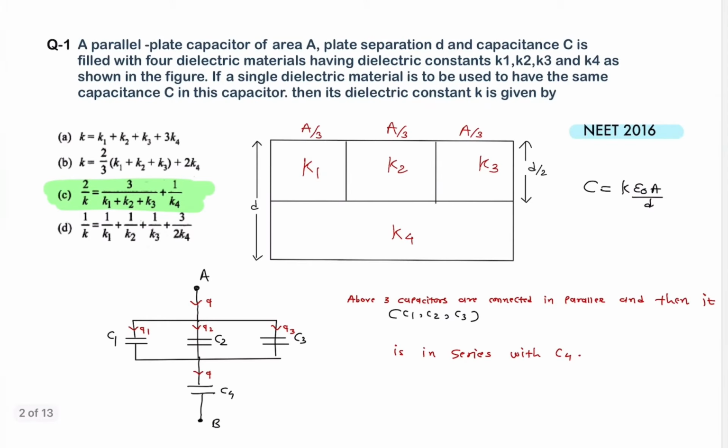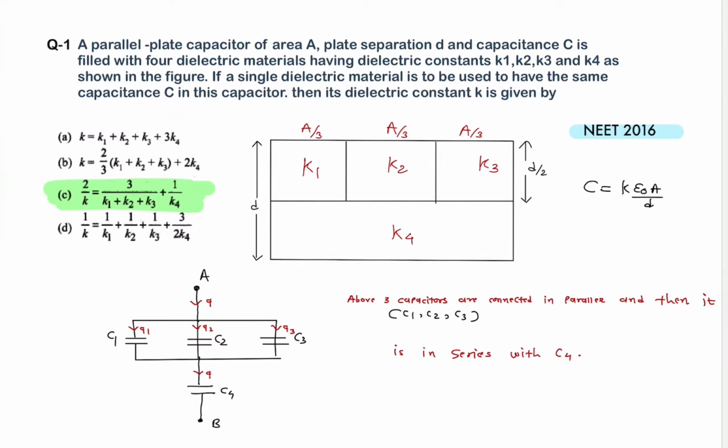First question that was asked in NEET 2016: a parallel plate capacitor of area A and plate separation D and capacitance C is filled with four dielectric materials having dielectric constants K1, K2, K3 and K4 as shown in the figure. That is your given figure. The four dielectrics are arranged in this order. If a single dielectric material is to be used to have the same capacitance C in a capacitor, then the dielectric constant K is given by.